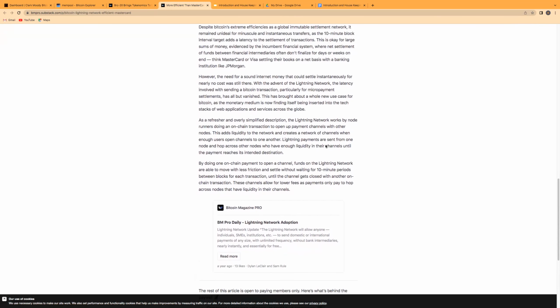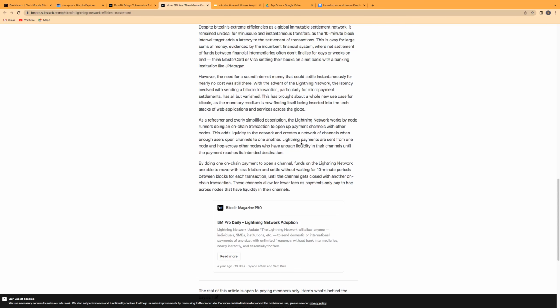So yes, it's just as I explained, but of course, you don't even have to have a channel with every single person you want to pay. You just need to have a connection to a node, which may also have connections to other nodes, which then creates that route until the payment gets to the final destination. It's a beautiful thing, the Lightning Network.